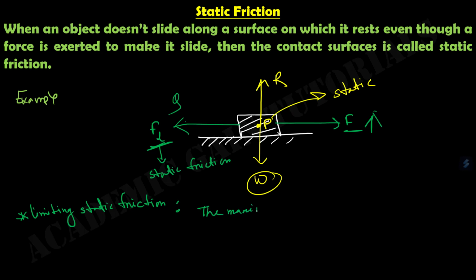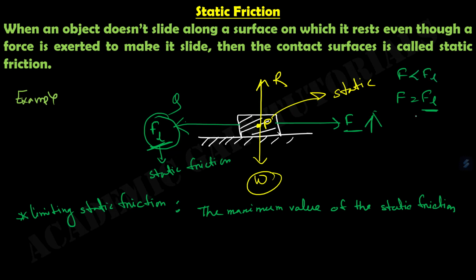The maximum value of the static friction. So the maximum static friction is known as the limiting static friction. That means the maximum value of the static friction at that point: when F equals F of L, the block will not move. When F is less than F of L, the block will not move. But when F is greater than F of L, then the block will move. So the maximum value of the static friction is known as limiting static friction.